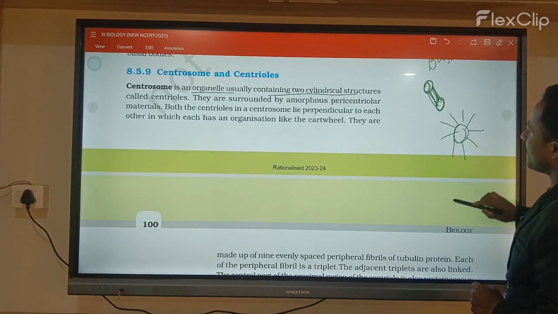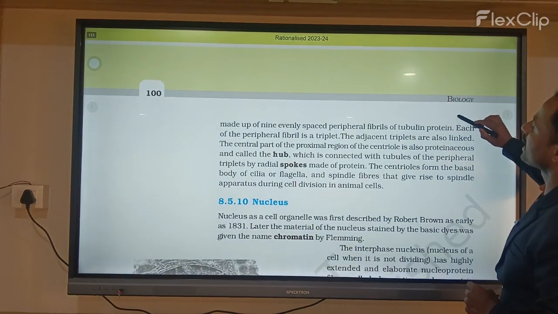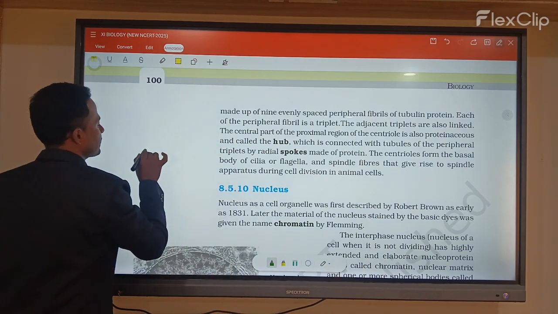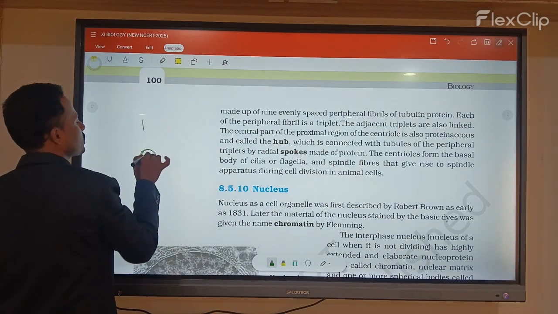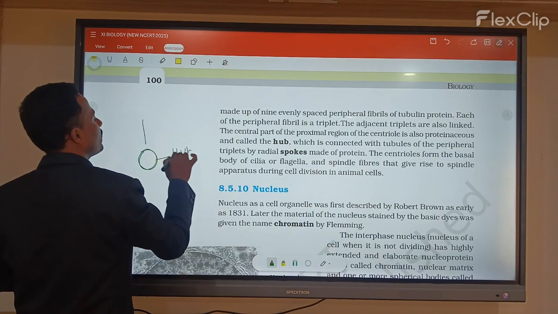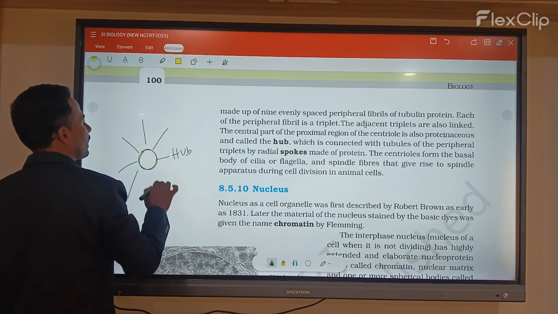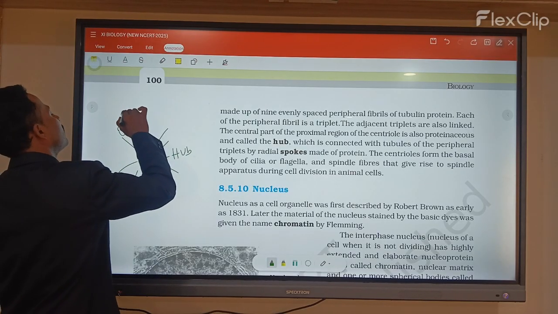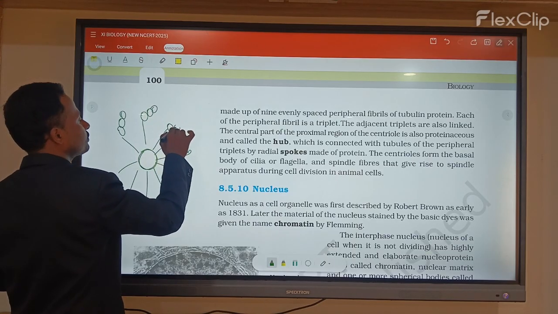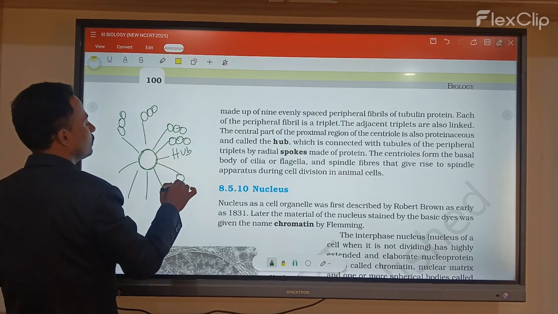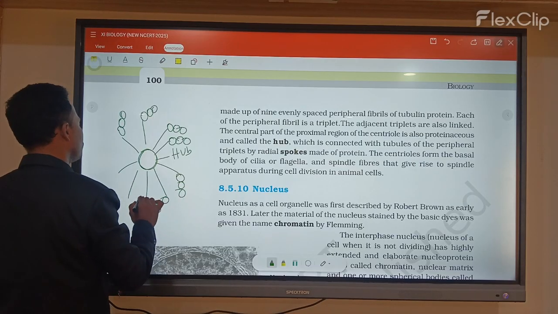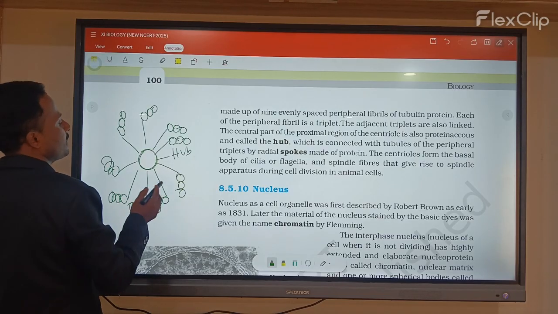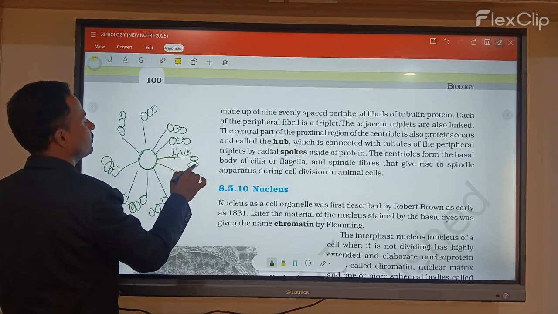In this entire centriole arrangement, the central core part is called the hub region. Here also 9 spoke fibers are arranged parallelly.